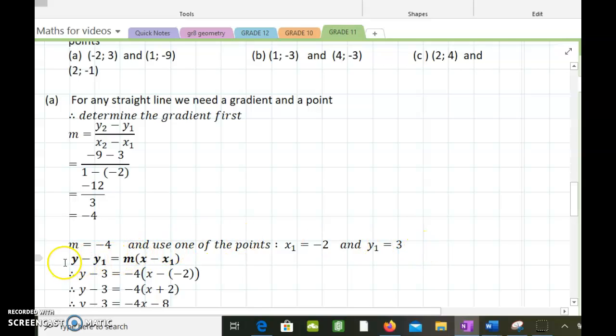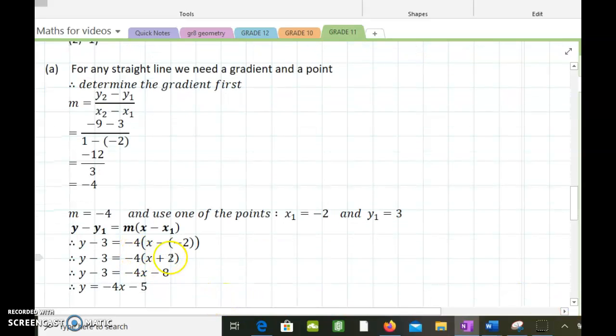You use your gradient point form of the line, and all we do is substitute. So y1 is 3, m, the gradient, is negative 4, and x1 is negative 2. Had we used the other point, 1 and minus 9, your answer will be exactly the same for the equation of your line. Now we just simplify this: x plus 2 here in the brackets, multiply the negative 4 with each value inside of the bracket. That's why you get negative 4x, negative 8. Add 3 to both sides, and that is the equation of the line passing through those 2 points.